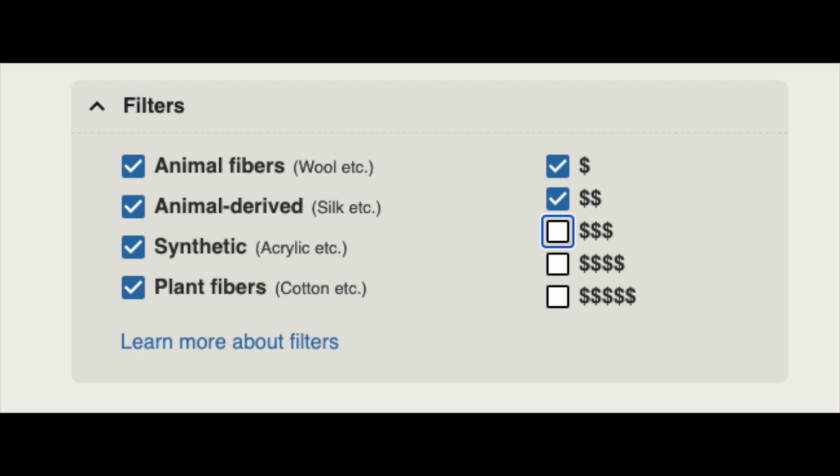If fiber content isn't a concern and you want a yarn that is very close to what you would get with the Brooklyn Tweed, but you want it to be more budget conscious, leave everything in the left-hand column checked and reduce the price check marks on the right side of the screen.